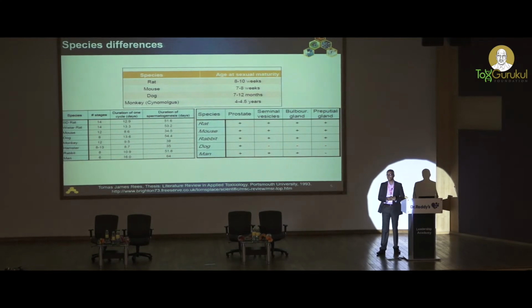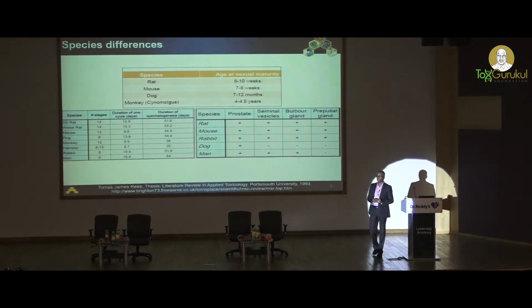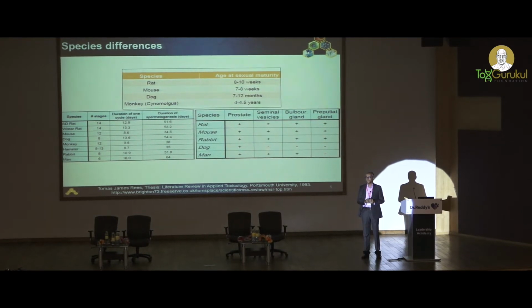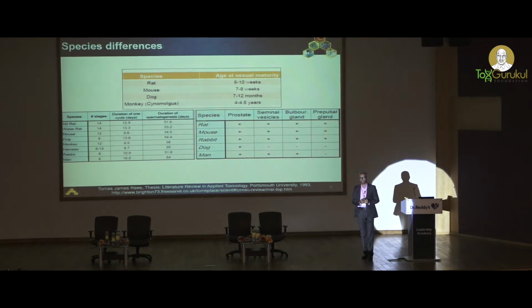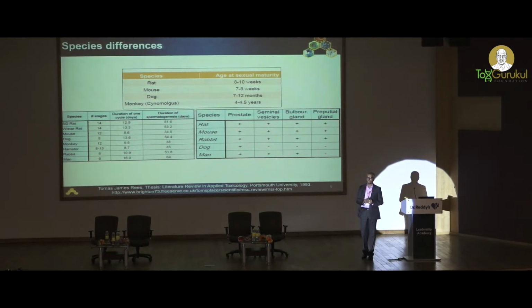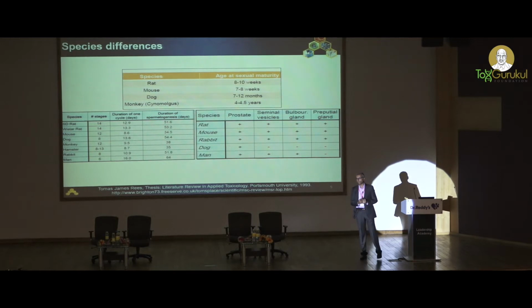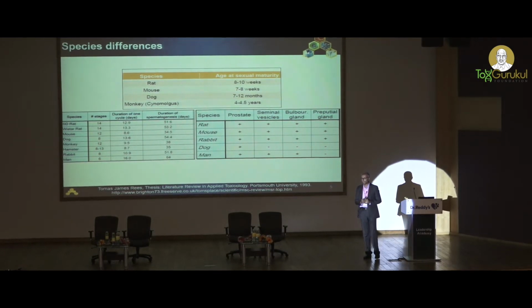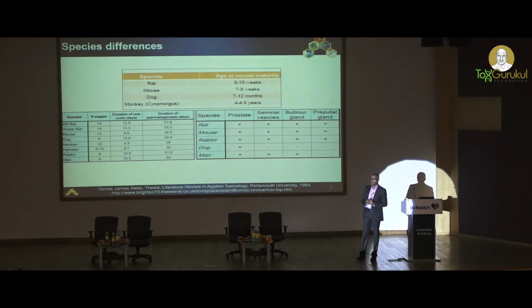I mentioned that there are lots of species differences. When it comes to the age at maturity itself, there is so much difference between the preclinical species. The number of stages in spermatogenesis also varies from species to species. The duration of one cycle also varies from species to species. The duration of spermatogenesis, which is different than the duration of the cycle, also varies from species to species. I will not go over individual numbers; numbers do not matter.